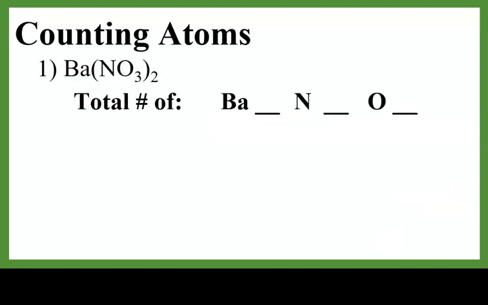Okay, we're going to do this again. So, total number of barium, this too does not distribute to anything outside of the parentheses. So there's still only 1 barium. The 2 will distribute to everything inside of the parentheses, but it can't escape from there. So I've got 2 nitrogens, and I have 2 times 3, 6 oxygens. That's multiplying. So multiply.